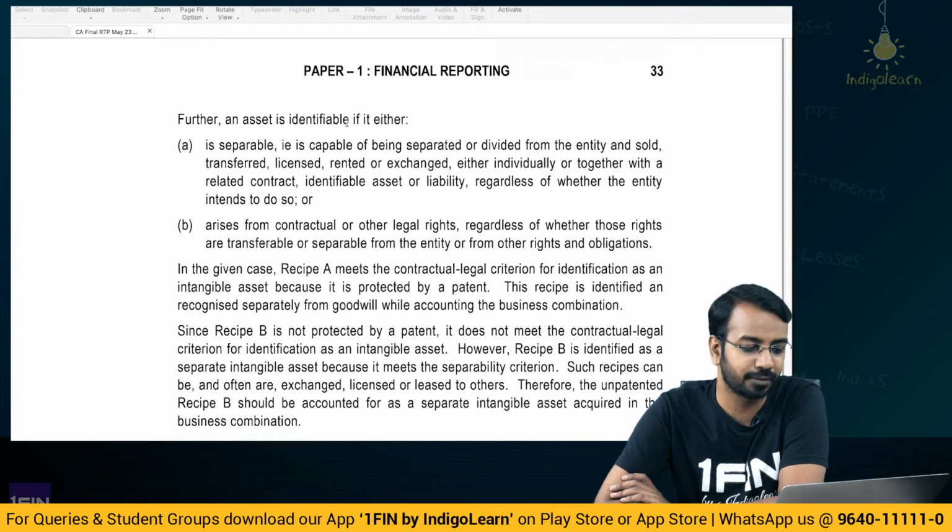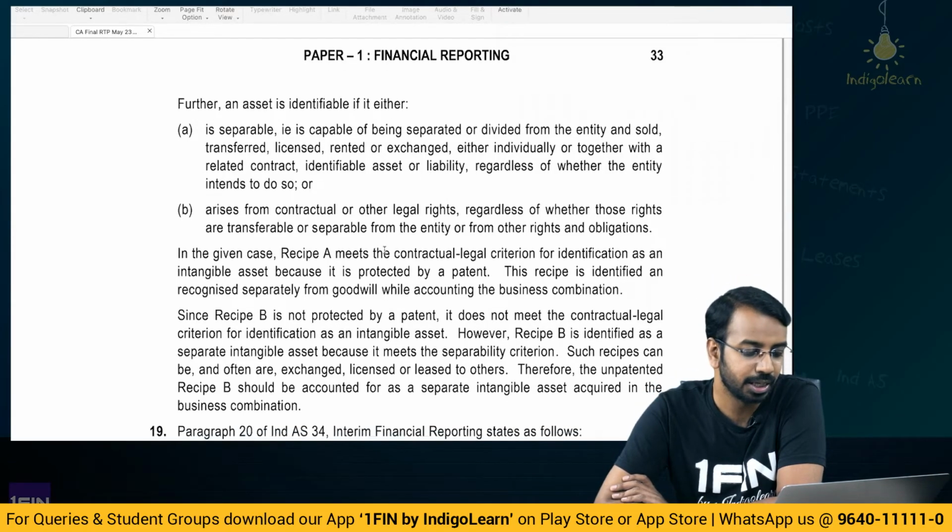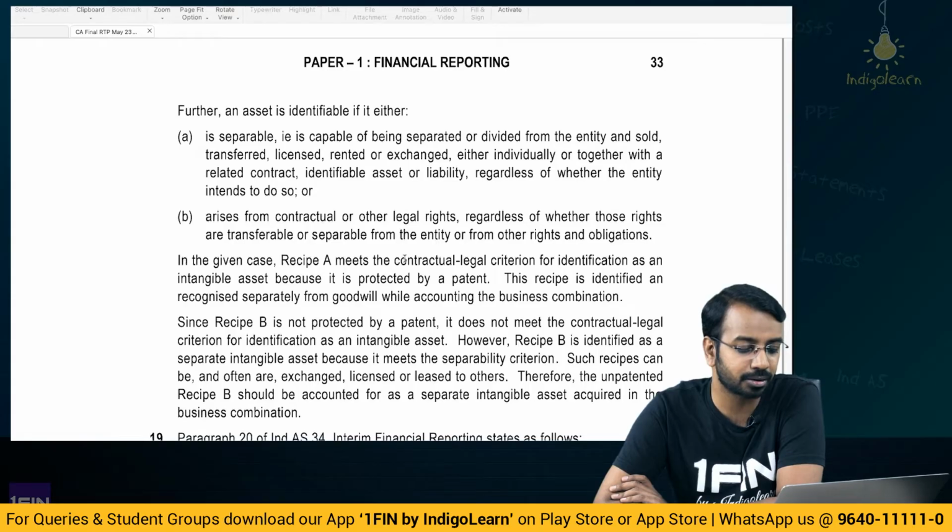Further, an asset is identifiable, this is the important part, if it is either separable, that is being capable of being separated or divided from the entity and sold, transferred, licensed, rented, exchanged, etc., or arises from contractual or other legal rights, regardless of whether those rights are transferable or separable from the entity or from other obligations. In this case, entity A meets contractual legal criteria for identification as an intangible asset because it is protected by a patent. The recipe is identified and recognized separately from goodwill.